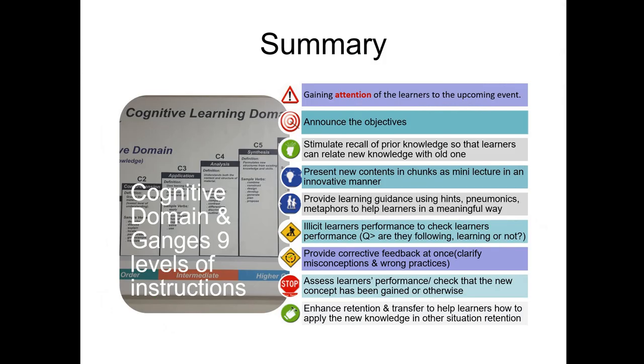In summary, these are the 9 plus steps. 9 plus 1 means a total of 10 steps, and the complete narrative of each one is written here for your easy reference guide. Remember, eliciting learner performance is to check whether the learner has gained the point or otherwise, and here you will ask questions. So provide the corrective feedback at once, correct them, and assess the learner performance. Check at the end. You can have your quiz as well, or otherwise.